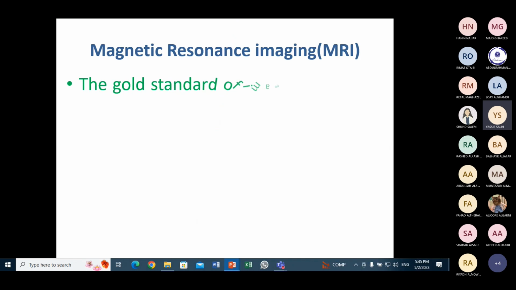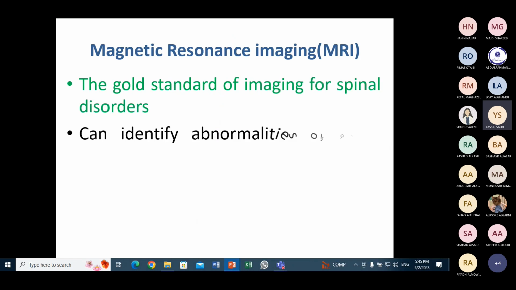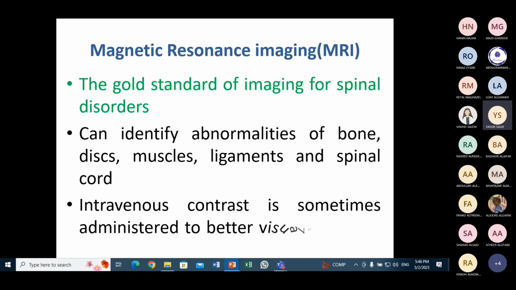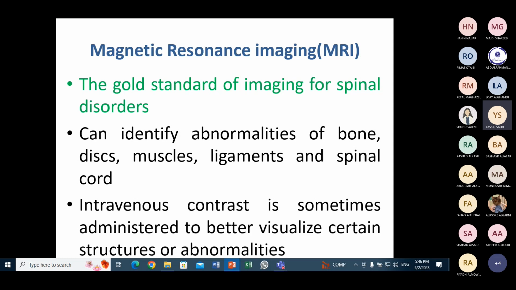MRI is a gold standard imaging technique for spinal disorders, as it can demonstrate the bony abnormalities, disc, muscle, soft tissue, ligament, and spinal cord. So, MRI is the gold standard imaging technique for assessment of the spinal cord. زي ما عارفين إنه ممكن نعملها ب MRI without contrast, and it can be done with contrast to assess this.